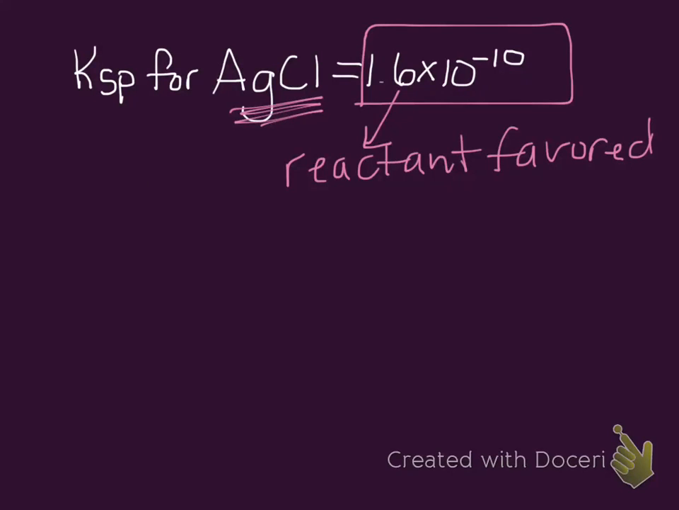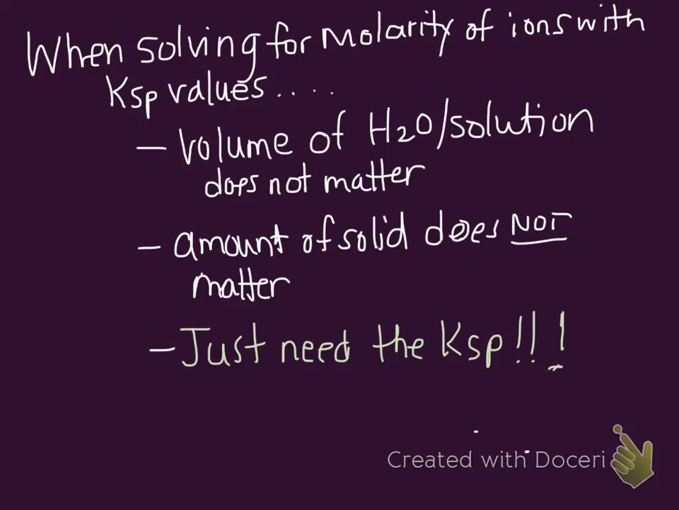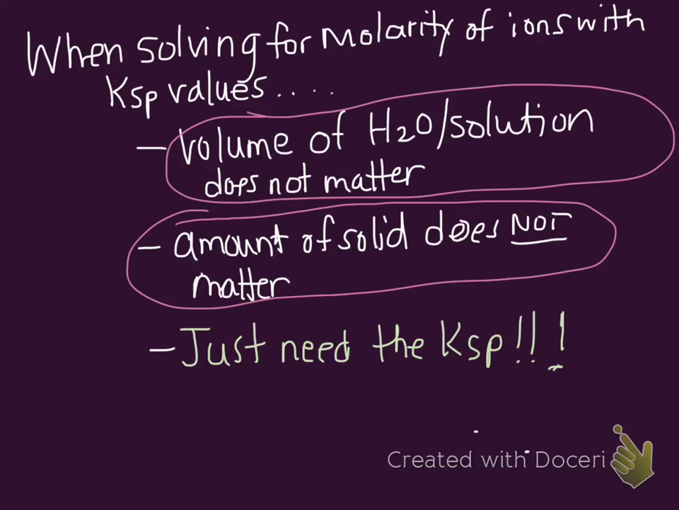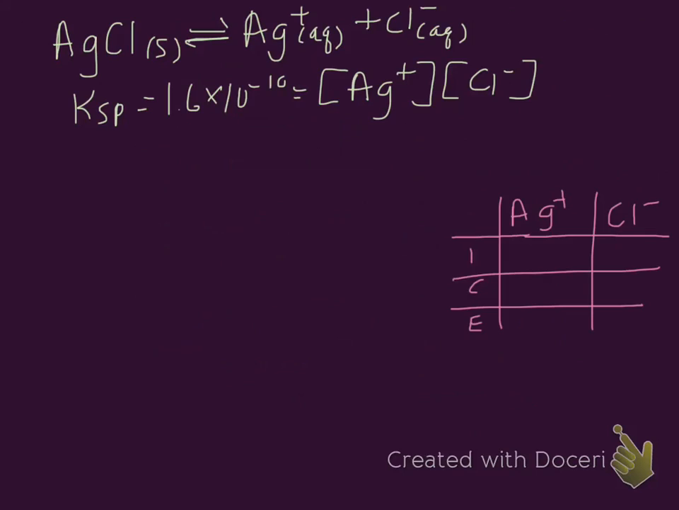All right, so let's actually try to solve a problem with this. Some important things to remember when you're solving with KSP values. When you're just trying to solve for the molarity of the ions in solution, the volume of the solution does not matter. You will frequently get this information, but you do not need it. The amount of solid does not matter as long as you have enough to actually dissolve that small amount, which is usually the case. So all you actually need to solve the problem is the KSP value. And a lot of times they'll give you more information because they want to ask you a part B, part C, part D, part E, and we'll try a few more of those in the next podcast.